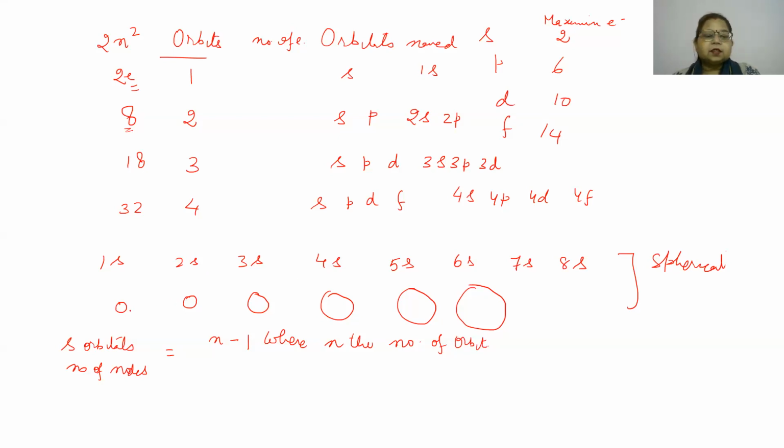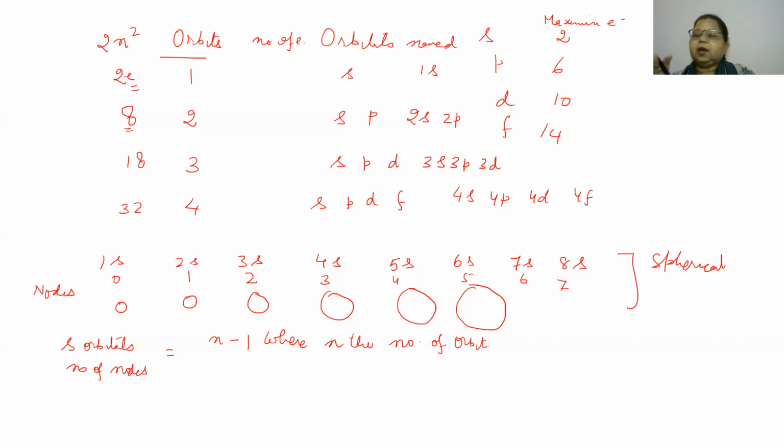That means the number of nodes in the 1s orbital will be 0. 1 minus 1, that will make it 0. For the second orbit, it will be 1. Here 2, 3, 4, 5, 6, and 7.